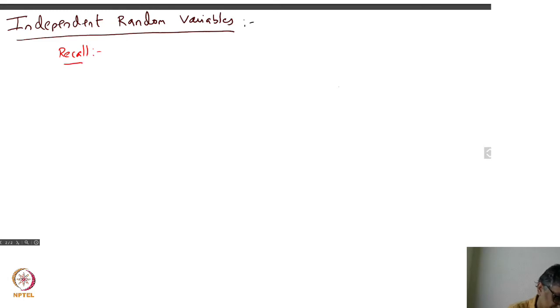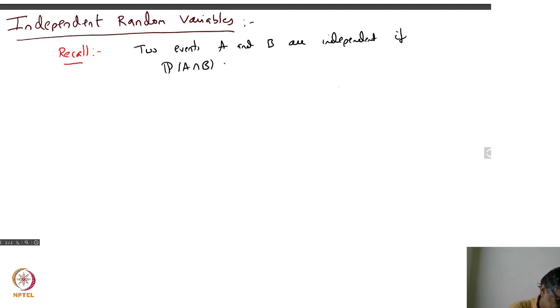that we discussed the following idea. We said that two events A and B are independent if the probability of A and B splits up into the probability of A times the probability of B. And this is the definition of independence. This is a crucial idea in probability.